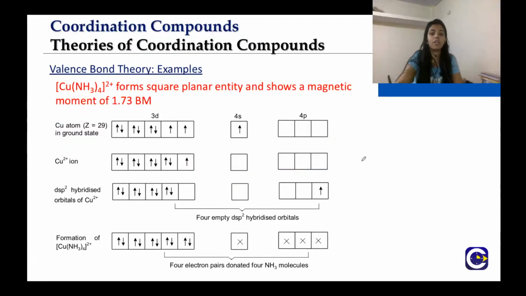This is an exception. This is not found in tetrahedral geometry. Rather, it is found in square planar geometry. Square planar geometry means what? That it should have a dsp2 hybridization. But here the d orbital is not vacant.